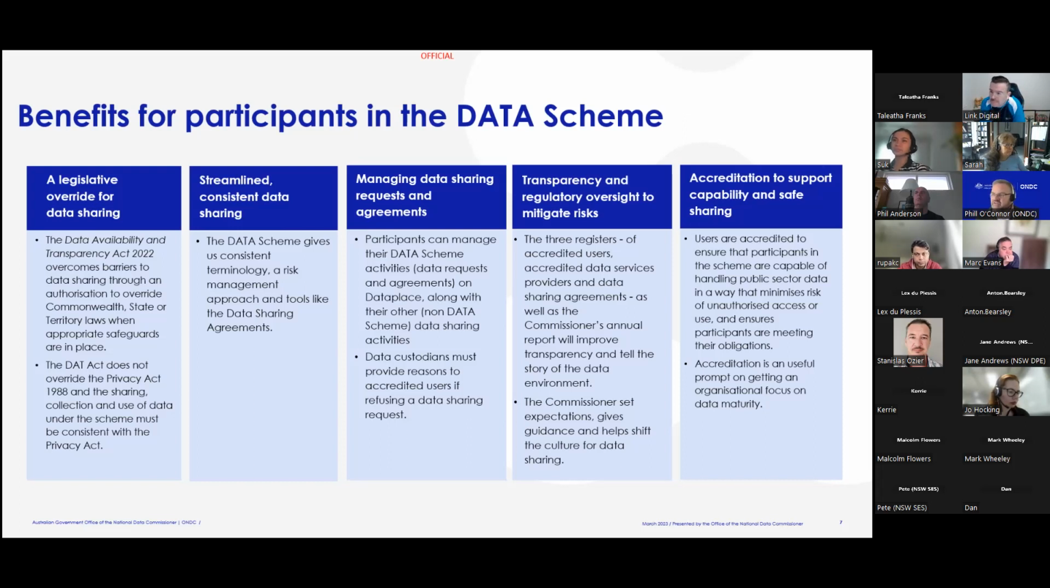Managing the data sharing requests and agreements. Again, keeping that knowledge internal to your agency is good, but sharing what sharing is going on and managing of that is helpful to see what others might be able to share. So this data asset is being shared between these agencies. Could we, instead of asking ourselves, can we get involved in that and use those sort of things, and registering and recording that? Transparency on the other side of the regulation, transparency and oversight to mitigate risk.